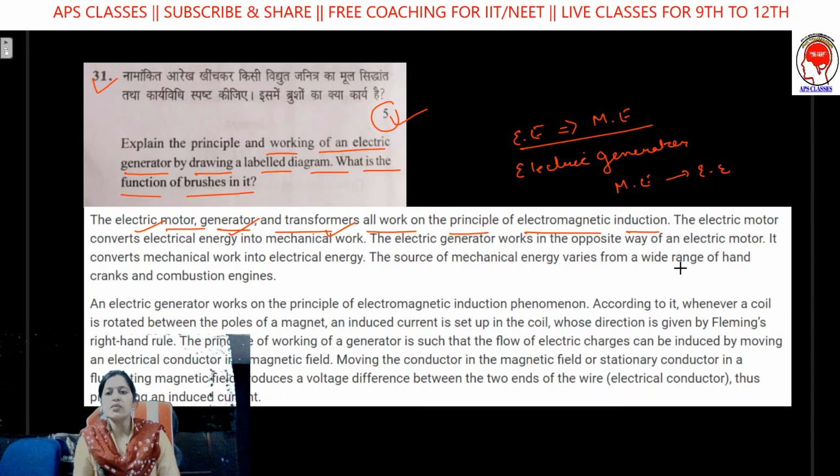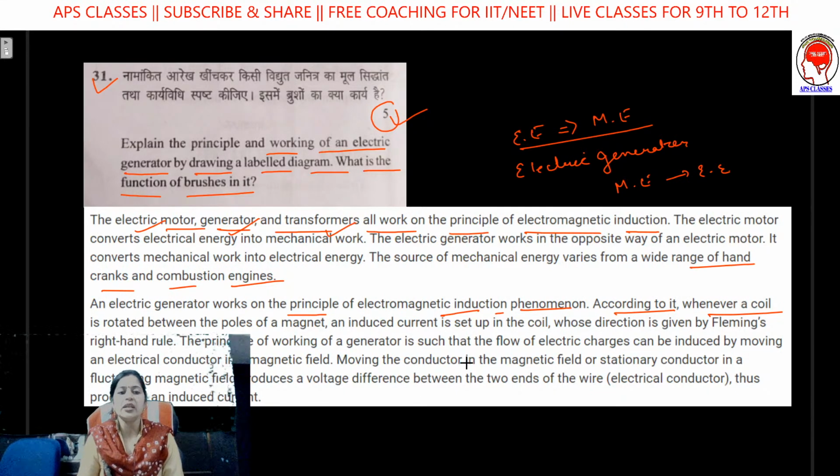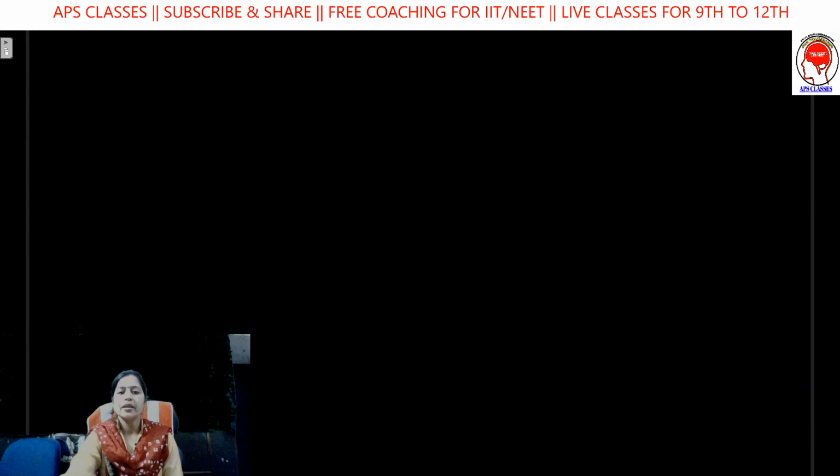The source of the mechanical energy varies from a wide range of hand cranks and combustion engines. An electric generator works on the principle of the electromagnetic induction phenomenon. According to it, whenever a coil is rotated between the two poles of a magnet, a current is induced in the coil, whose direction is given by Fleming's right-hand rule. The flow of electric charges can be induced by moving an electric conductor in a magnetic field, or a stationary conductor in a fluctuating magnetic field, producing a voltage. This is the difference between the two ends of the wire, that is the electrical conductor. Thus, it produces an induced current.